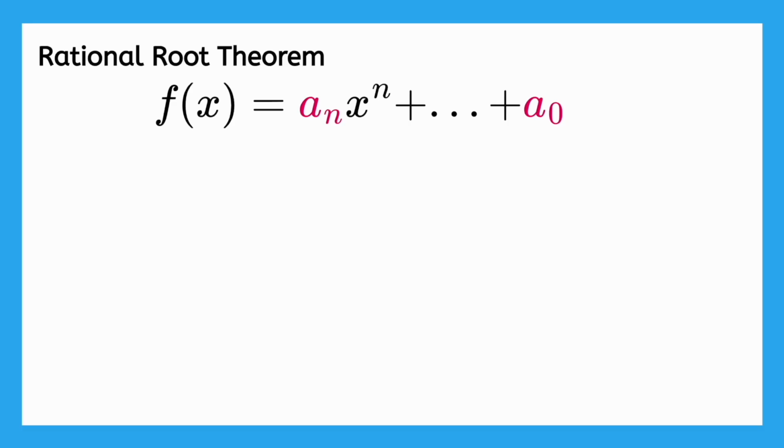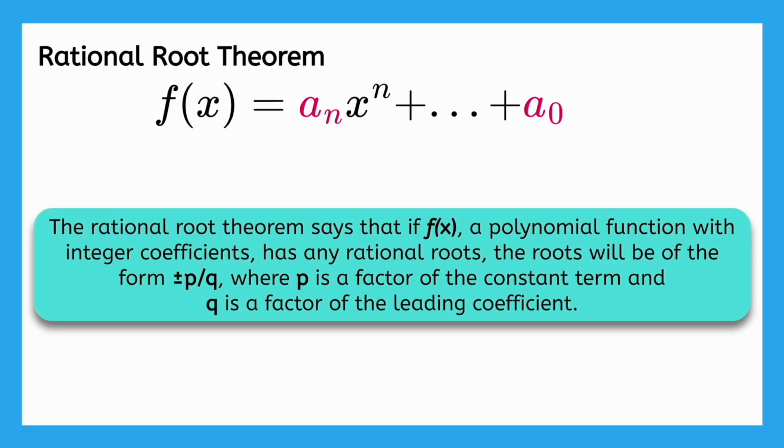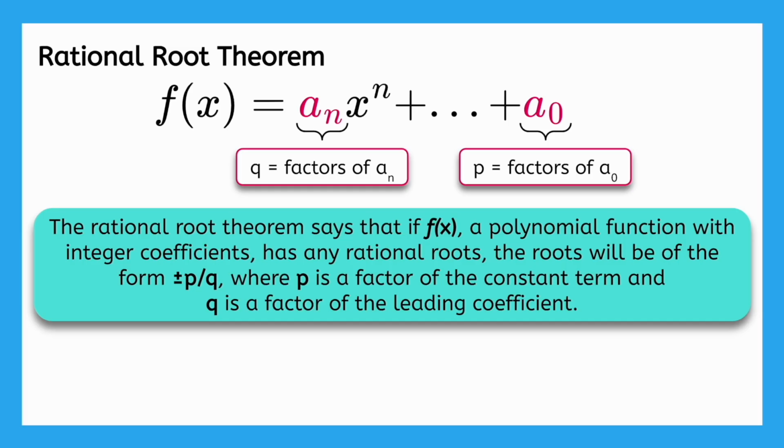The rational root theorem says that if f of x, a polynomial function with integer coefficients, has any rational roots, the roots will be of the form plus or minus p over q, where p is a factor of the constant term and q is a factor of the leading coefficient.